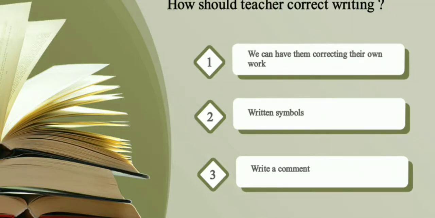Next, how should teachers correct writing? First, we can have them correct their own work. Most students find it very disappointing if they get a piece of written work back and it is covered in red ink, underlinings, and crossing out. It is a powerful visual statement of the fact that their written English is terrible. Of course, some pieces of written work are completely full of mistakes. But even in this case, overcorrection can have a very demotivating effect.